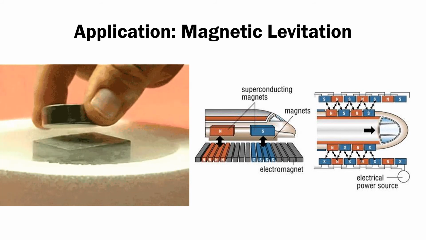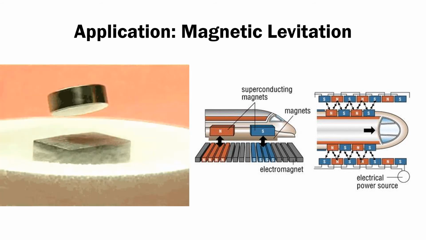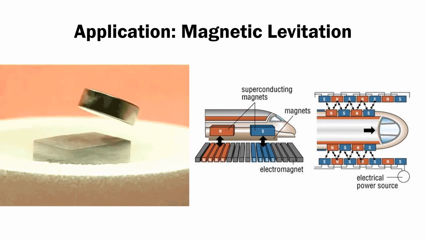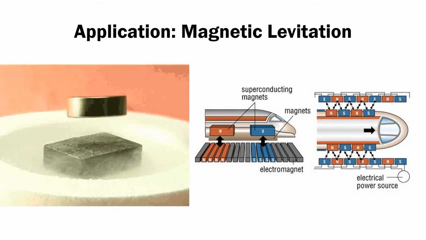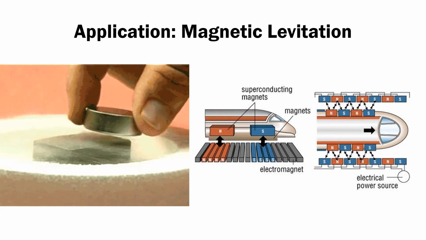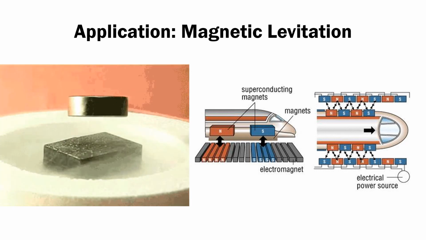Due to the repulsion, mangyari is magle-levitate siya off that magnet. So this is really important in applications where you don't want friction in between two bodies. So para yung mga high-speed trains and maglevs and so on.